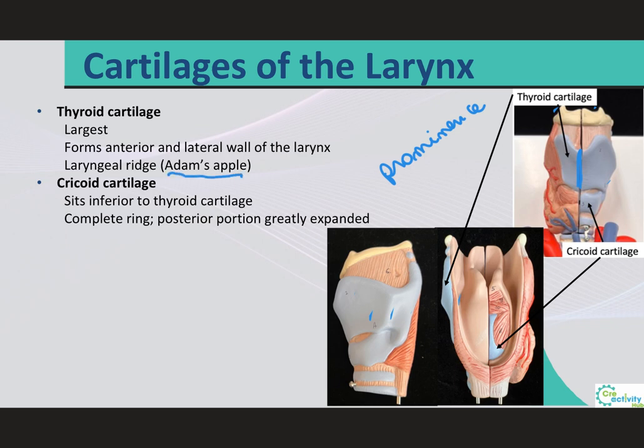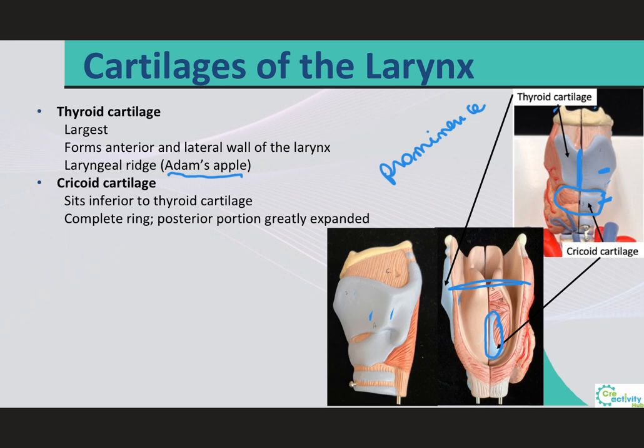Now, the inferior surface of the thyroid cartilage will articulate with the next unpaired cartilage, which is what we call the cricoid cartilage. Therefore, we can say that the thyroid cartilage will sit superior to the cricoid cartilage. Now, different from the thyroid cartilage, the cricoid cartilage actually forms a complete ring, which the posterior portion is going to be larger than the anterior portion, and therefore it will provide support in the absence of the thyroid cartilage, which is not located posteriorly.